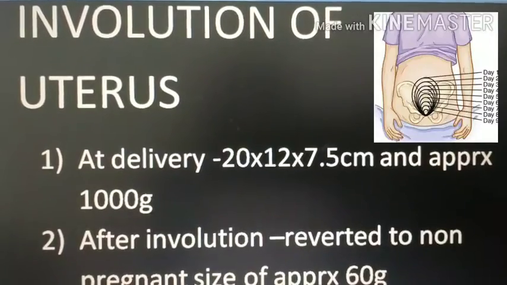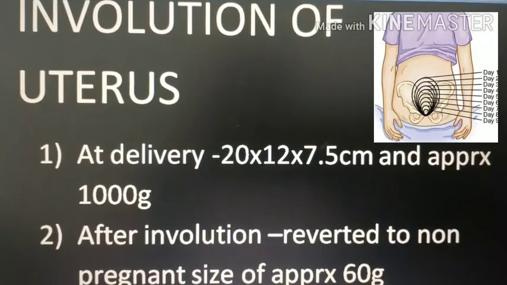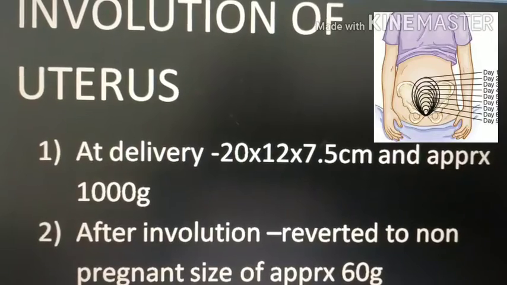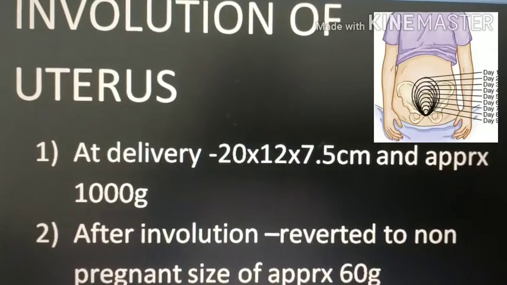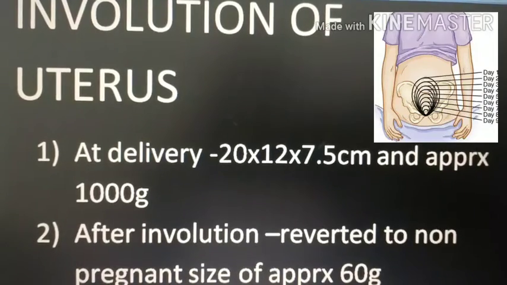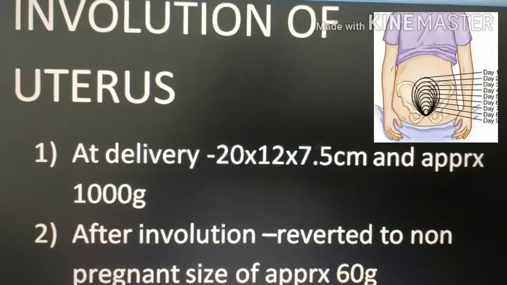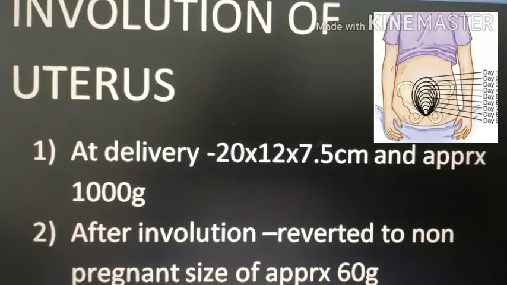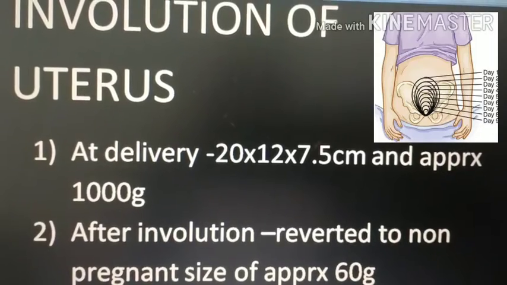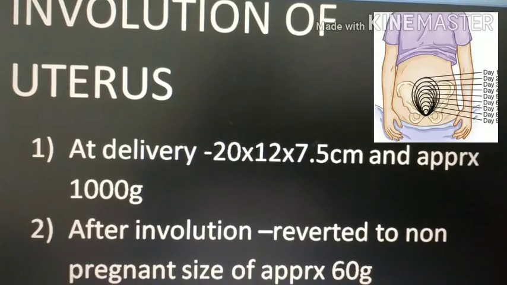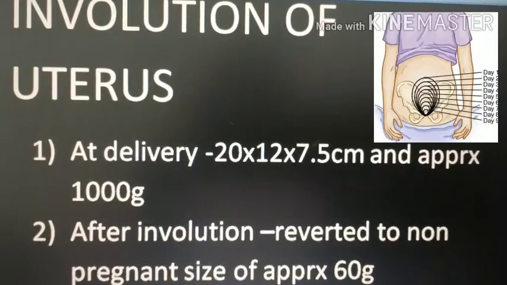Next is involution of the uterus. The word involution means transformation of the uterus from its pregnant state to its non-pregnant state. At delivery, the uterus measurement was 20 into 12 into 7.5 centimeters, that is length, breadth and thickness, and its weight will be approximately 1000 gram. After involution, the uterus will revert to its non-pregnant size, of approximately 60 gram.